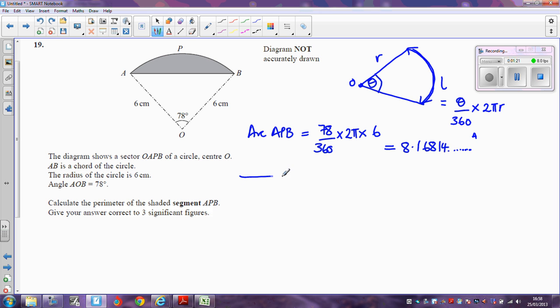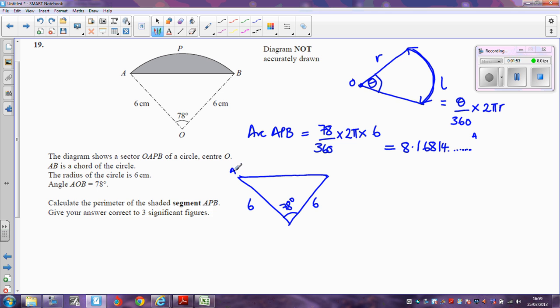Okay, the next thing I've got to do is find the length of AB. And for that, I'm going to realise that I've just got a triangle here where that is 6, that's 6, and that is 78 degrees. Now it's a non-right angle triangle, so I can't use SOHCAHTOA trigonometry, but I'm going to use either the sine rule or the cosine rule. Now in this case I can see that the sine rule isn't going to work, because although I know this 78 degrees, I don't know the length of this side. And although I know each of these sides, I don't know the angle opposite. So I'm going to have to use the cosine rule.